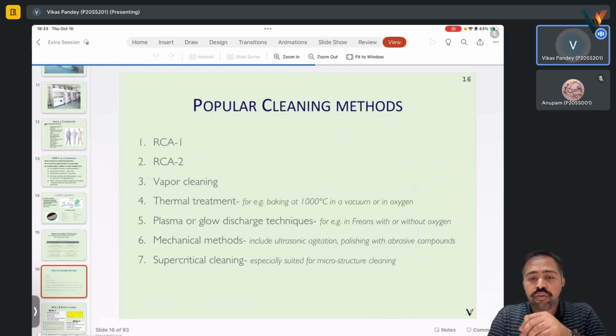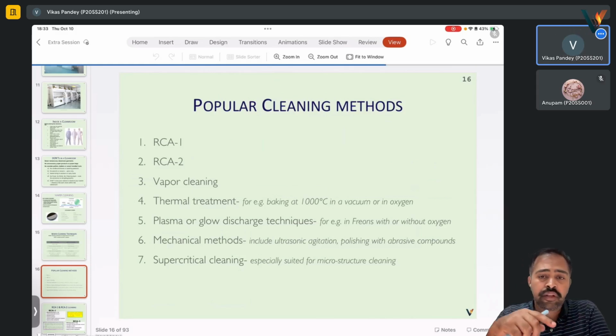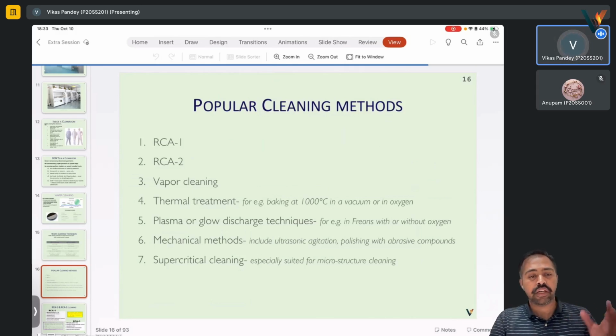Plasma or glow discharge method, that is the dry cleaning I was talking about. Freons with or without oxygen are used to clean the surface. Mechanical methods like ultrasonic agitation, polishing with abrasive compound, which is very similar to the CMP method that we discussed day before yesterday, or supercritical cleaning, especially for microstructure cleaning, where we have physical structures, because in this supercritical CO2 is used in liquid form, which will easily remove the particles.